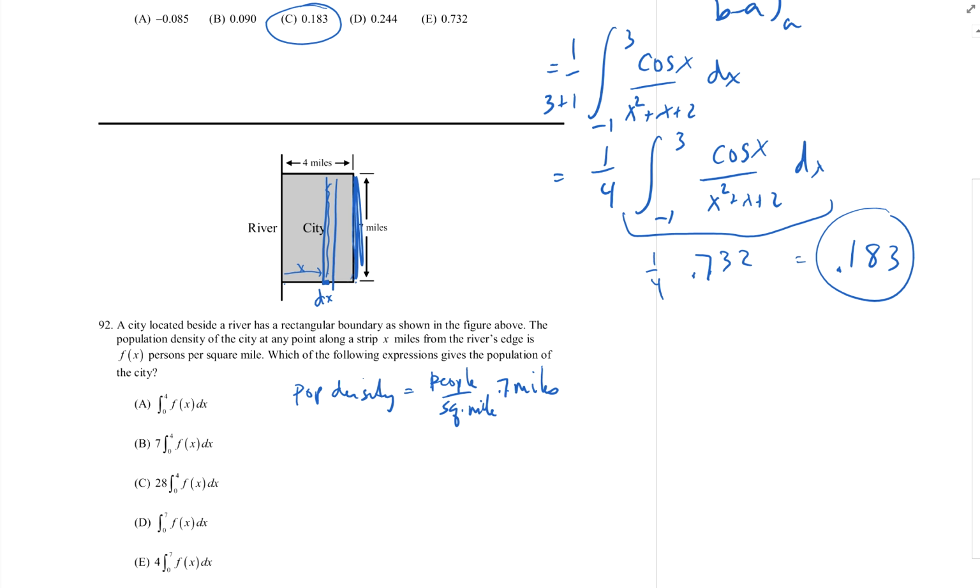because that's how long this is going to be. When I multiply by dx or integrate by dx, that's going to give me this dimension, but I have to take care of the other one as well. So the population will be the integral from 0 to 4 of the density times 7 dx. Okay, because that's the density at a point, times 7, that's going to give me this measurement times dx. Okay, it's probably the best way to think of it. So B. So there you go. That's it.